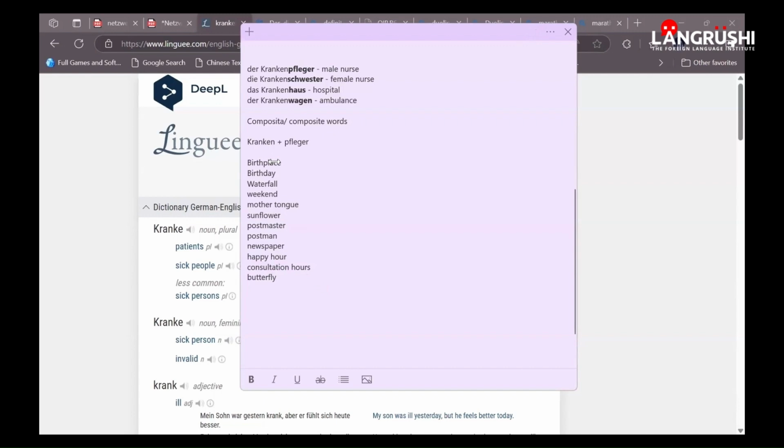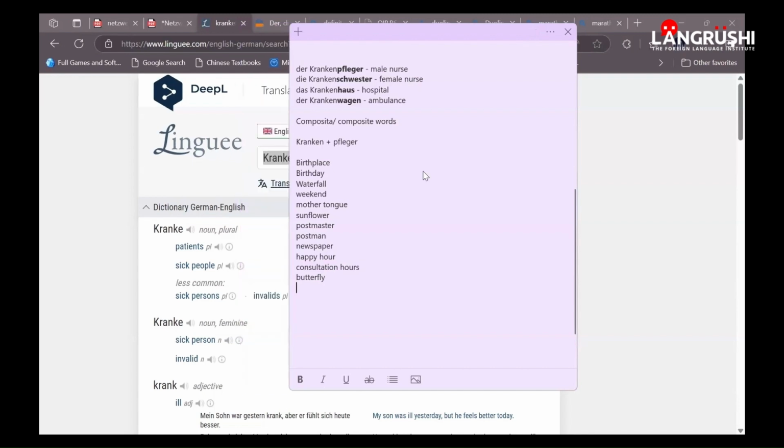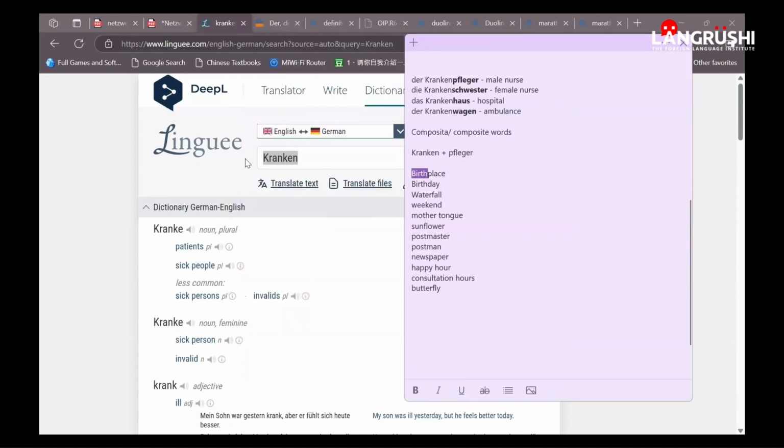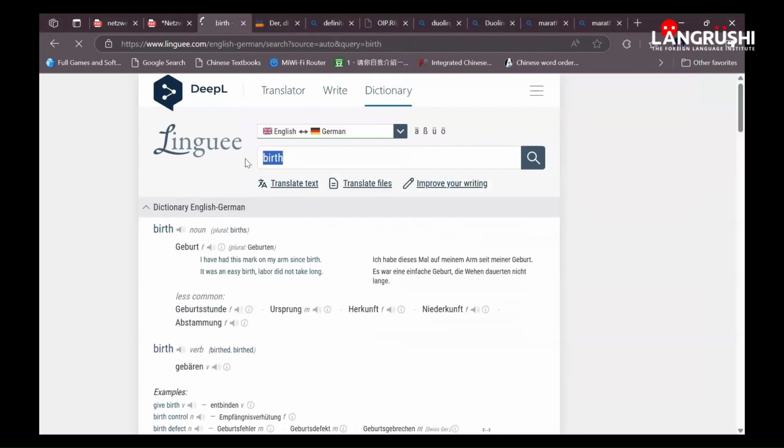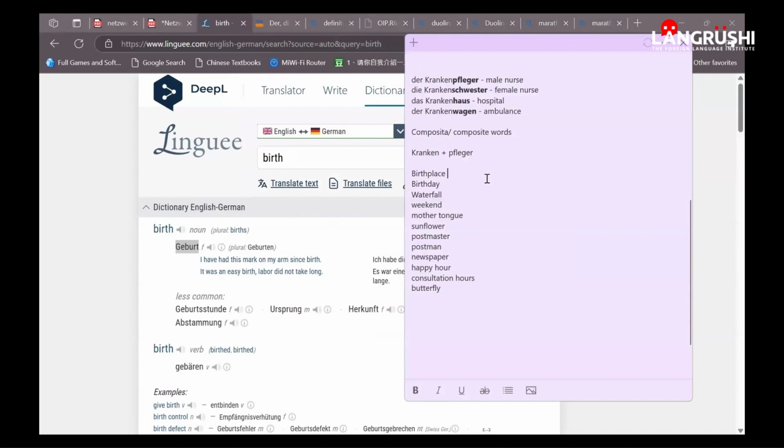But in German, these words are clubbed together and they will become one word. Now let us look for birth, just the word birth. Now it is Geburt. And what's the gender? Look in front of it, F is written. So feminine, it is die Geburt.